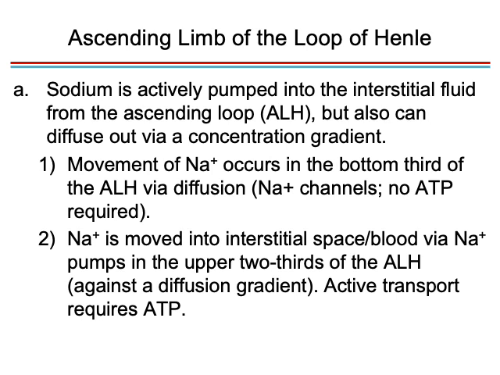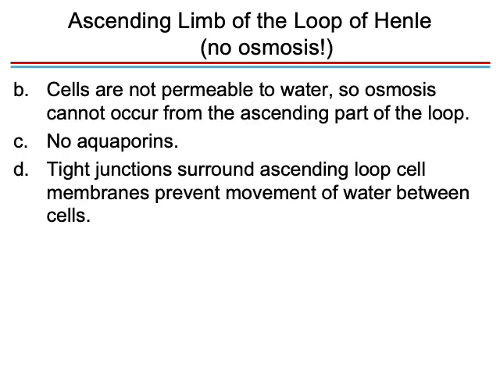However, in the upper 2/3, this situation changes. Now there's less sodium within the filtrate and more sodium within the surrounding tissues, which means you're going to have to move sodium against a gradient. This requires sodium pumps. This requires active transport. This requires ATP. So the ascending loop pumps or diffuses out sodium.